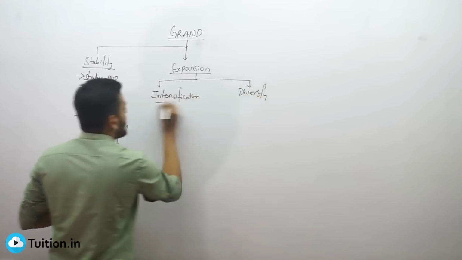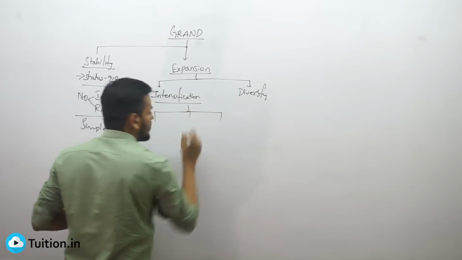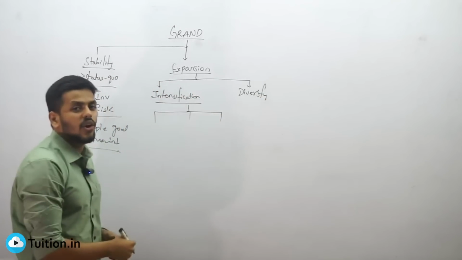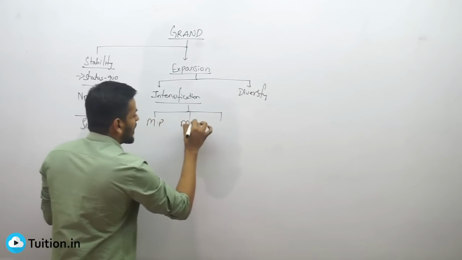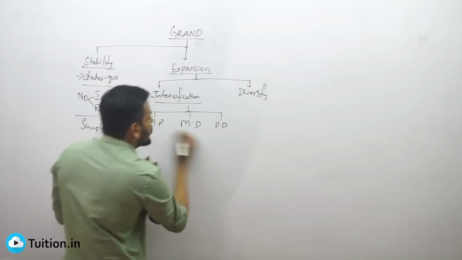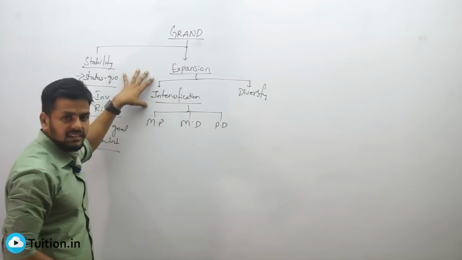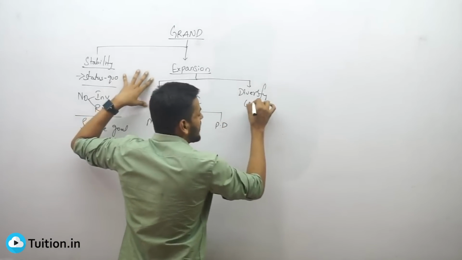Right, intensification is further classified into 3 stages. I am drawing back your attention to Igor Ansoff's product growth matrix, which talked about market penetration, market development and product development. If you do any of these 3, it is called intensification. When you talk about diversification, it is going new to new, right?